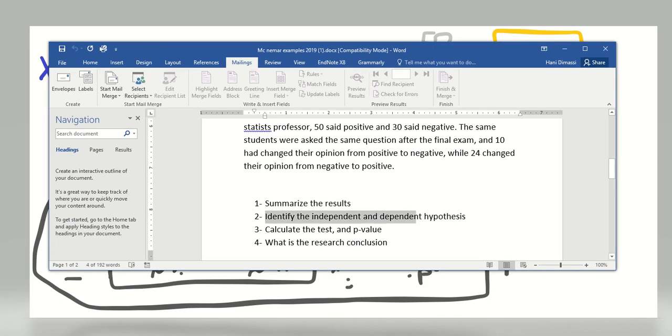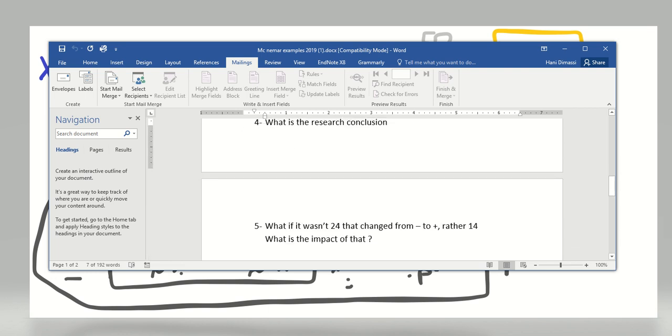Can you identify the independent and dependent variables? The independent variable is always the grouping variable. So the grouping variable, I'm comparing who to whom? I'm comparing before to after. So this is your independent variable. Your dependent variable is your outcome measure. So what is my outcome? It is opinion, positive or negative. Calculate the test and the p-value. We did that. What is your research conclusion? We did that. We have a research conclusion.